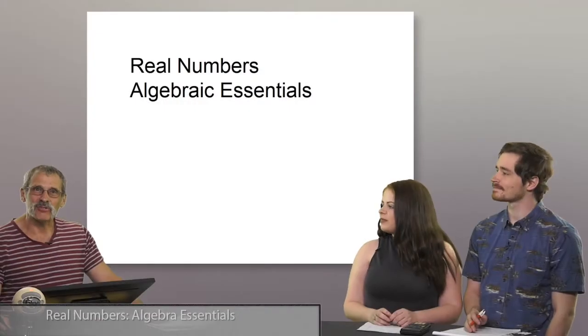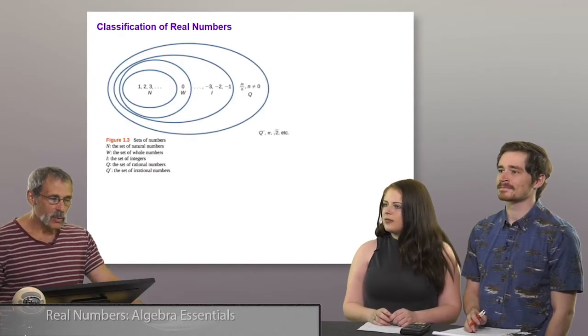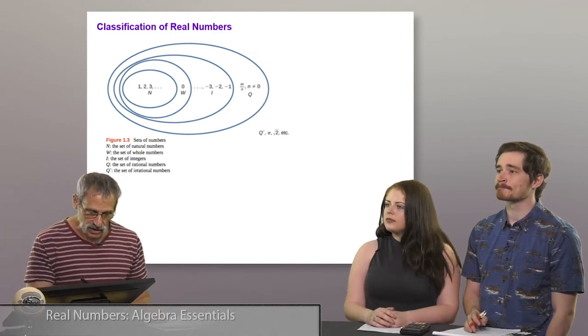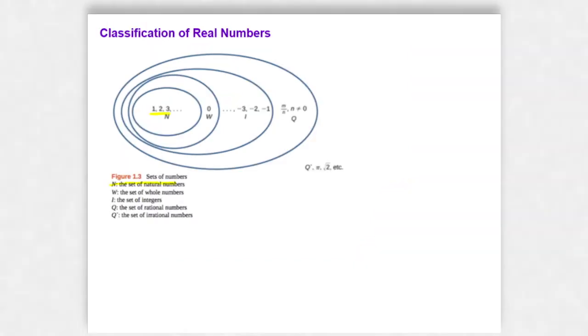Real numbers, algebraic essentials. We're going to start by just classifying real numbers. We have the natural numbers, which are 1, 2, 3, and so on. And then when we go ahead and add in the number 0, we have the whole numbers. To get the integers, we take the positive and negative natural numbers and 0: -2, -1, 0, 1, 2, and so on.